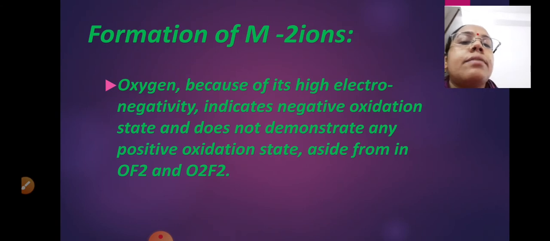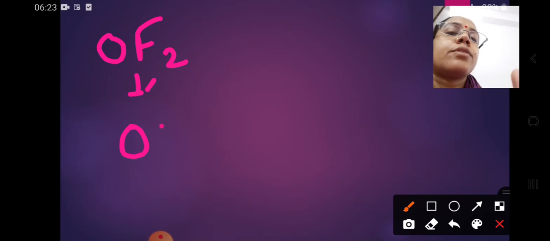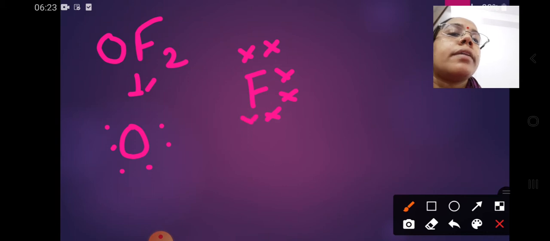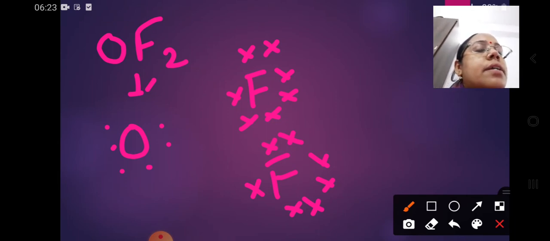Let us see what happens in OF2, how this compound is formed. Now we know oxygen has 6 electrons in the outermost shell, and 2 fluorine atoms are there. They have 7 electrons in their outermost shell, each one of them. Another fluorine also has the same 7 electrons. Okay, so this is the dot electronic structure of O and F.